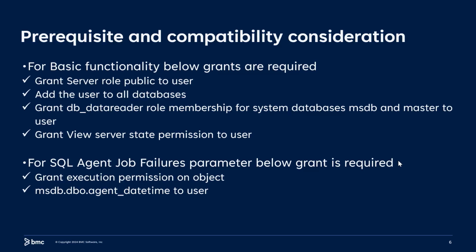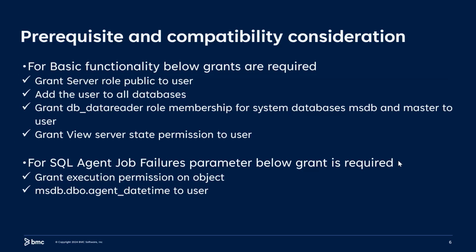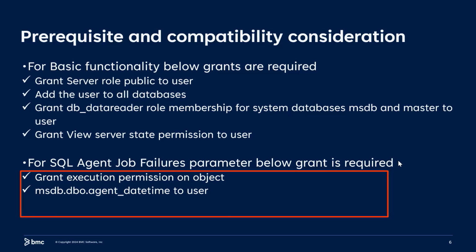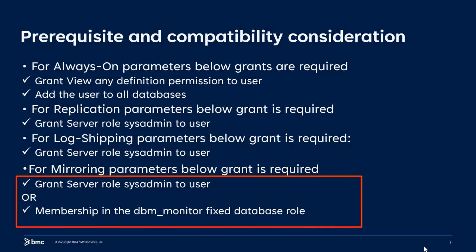Here is the list of grants for different levels of database monitoring. For basic database monitoring, these four highlighted grants are required. For SQL Agent job failure parameters, the below two highlighted grants are required. So this category will monitor the failed jobs. For Always On monitoring, the below two grants are required. Similarly, for replication monitoring, the below grant is required. For log shipping parameters, the below highlighted grant is required. For monitoring of mirroring related parameters, one of the highlighted grants is required.